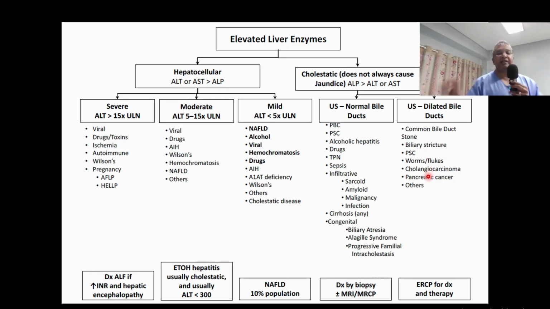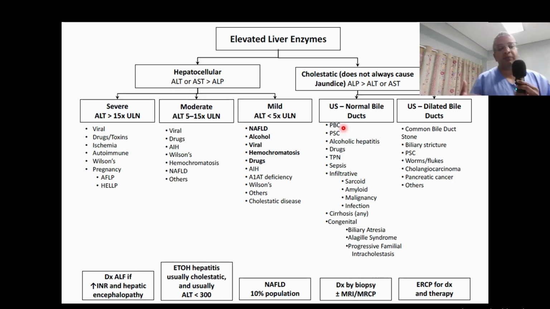Cholangiocarcinoma, which is a bile duct tumor, pancreatic cancer, especially cancer of the head of pancreas. But if you've got a cholestatic picture and you have normal bile ducts on the ultrasound, then it's not surgical jaundice. It's medical jaundice. Right? We call it the primary biliary cholangitis, previously called primary biliary cirrhosis.